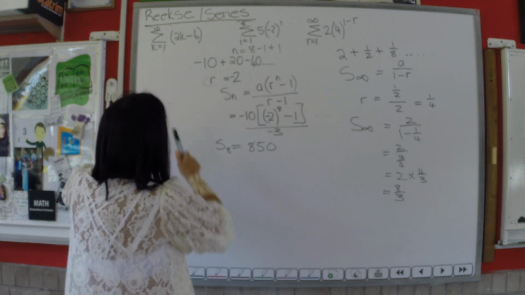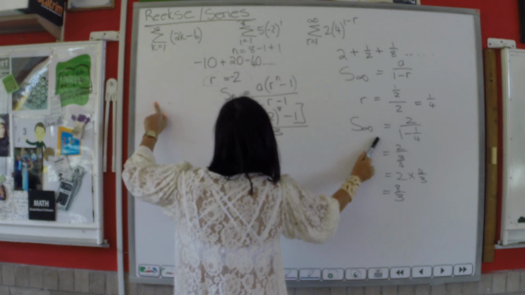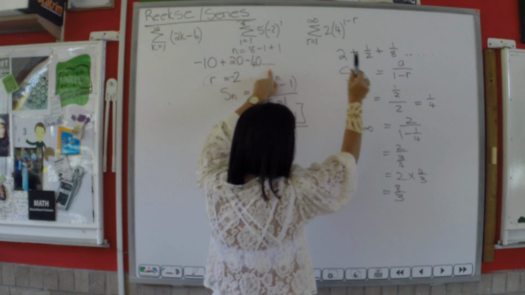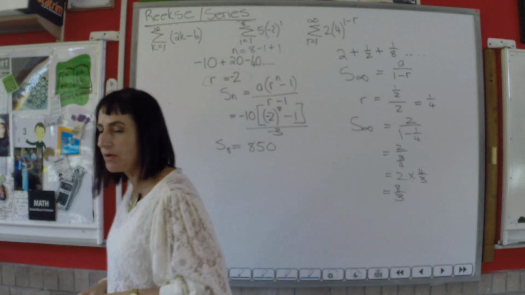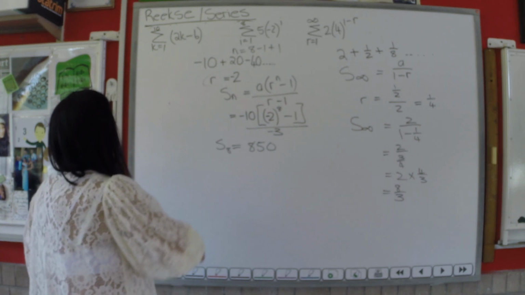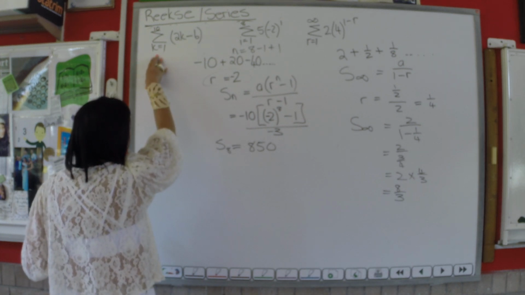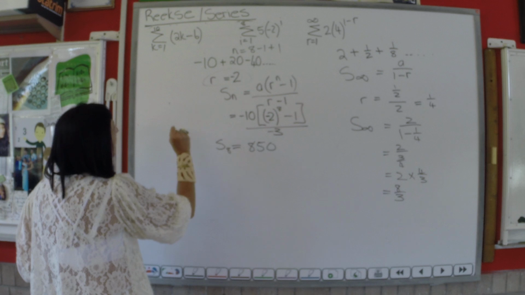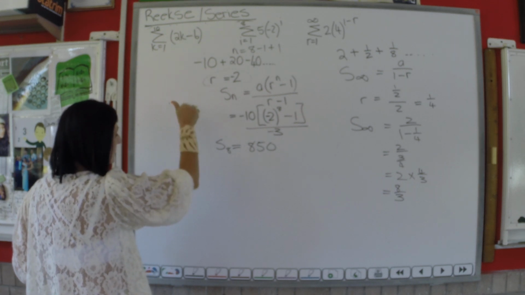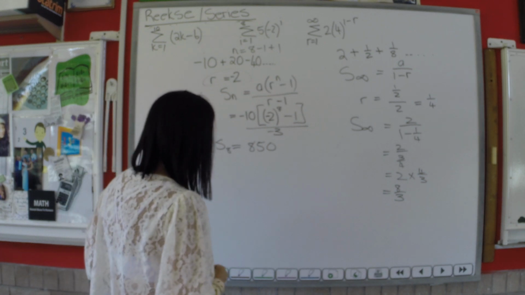So we had 3 different sums: an arithmetic one, a geometric one, and then also a geometric sum to infinity, and that's why we use the correct formula after we've written out the first 3 terms and determined whether it's arithmetic or geometric.